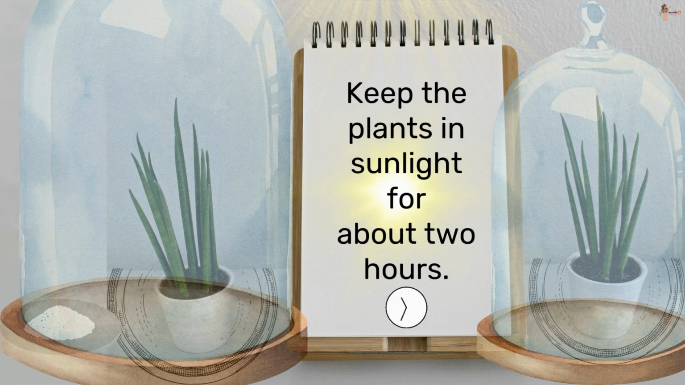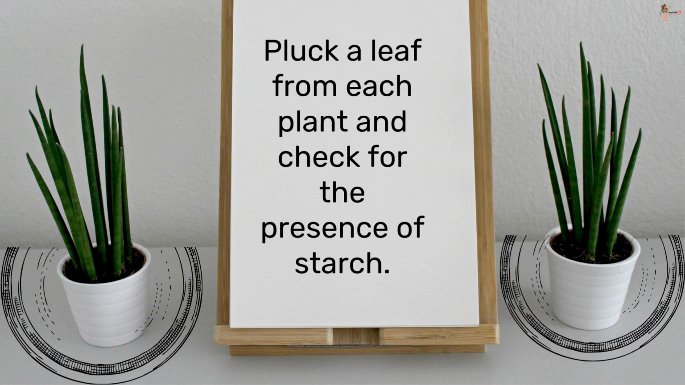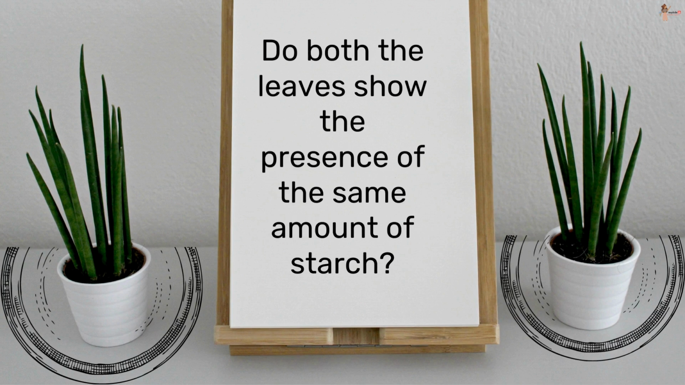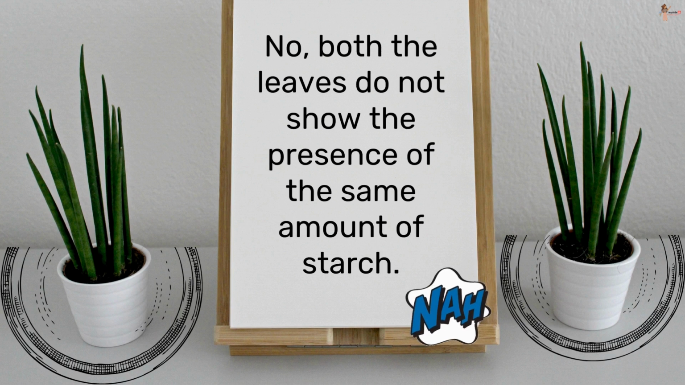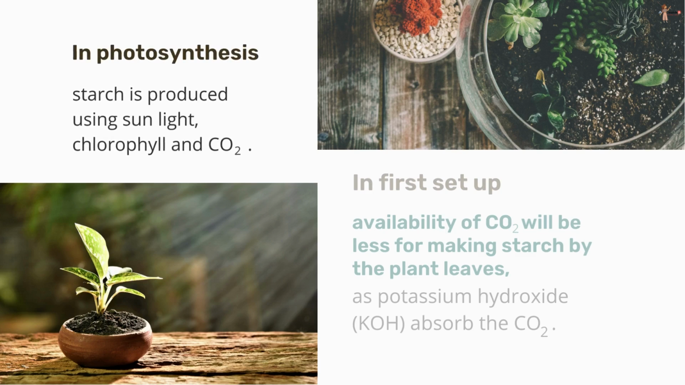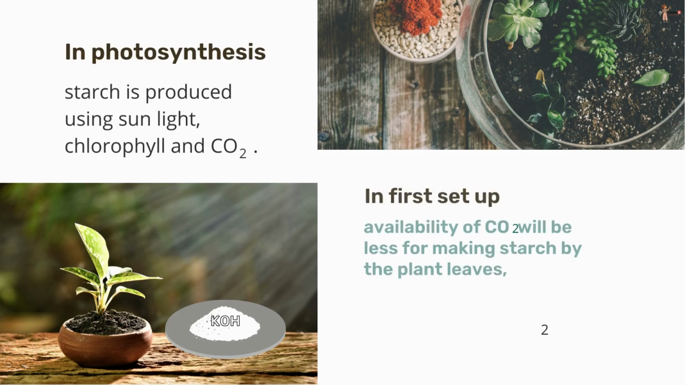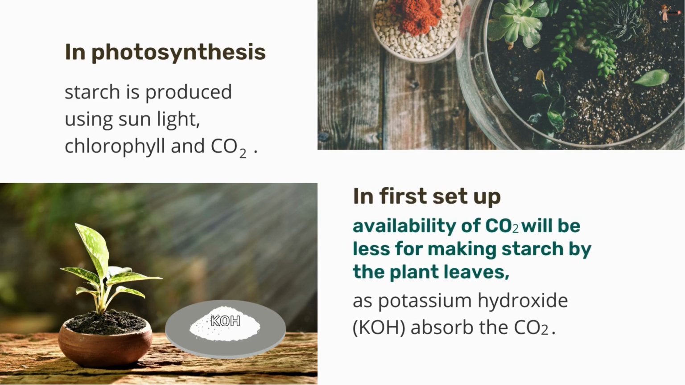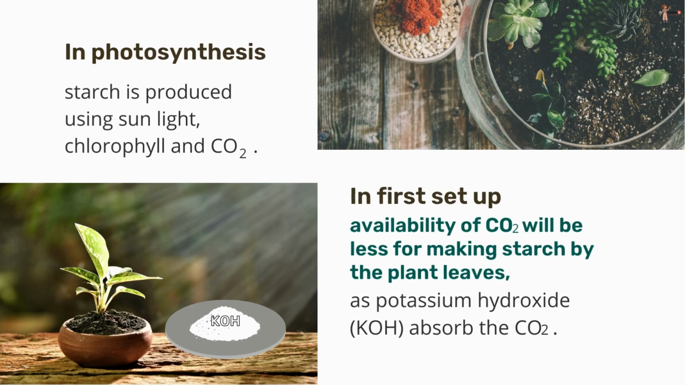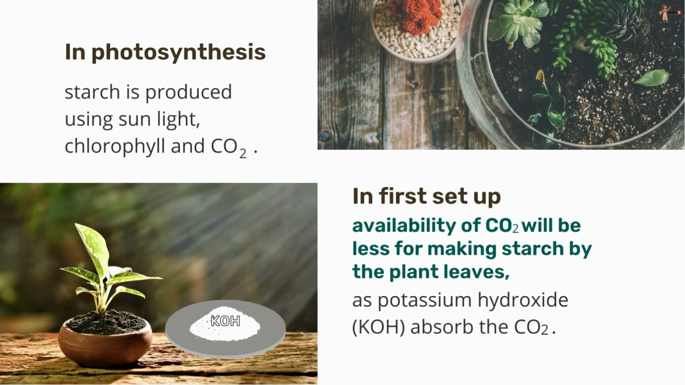Keep the plants in sunlight for about 2 hours. Pluck a leaf from each plant and check for the presence of starch as done in the previous activity. What do you think? Do both the leaves show the presence of the same amount of starch? Well, the answer is no. Both the leaves do not show the presence of the same amount of starch because in photosynthesis, starch is produced using sunlight, chlorophyll, and carbon dioxide. In the first setup, availability of carbon dioxide will be less for making starch by the plant leaves as potassium hydroxide absorbs the carbon dioxide.